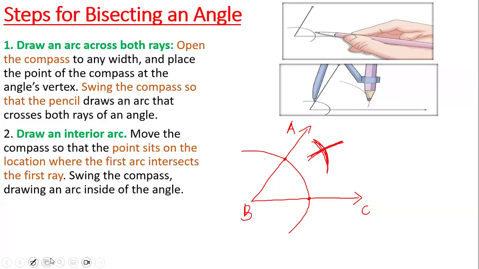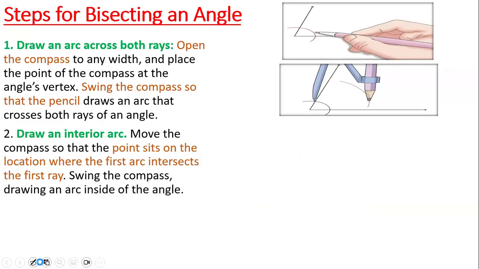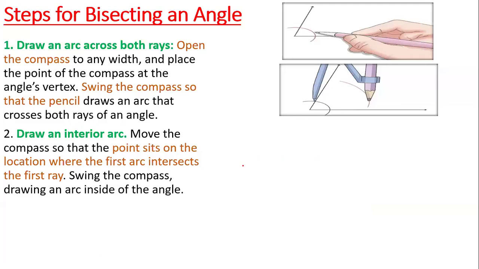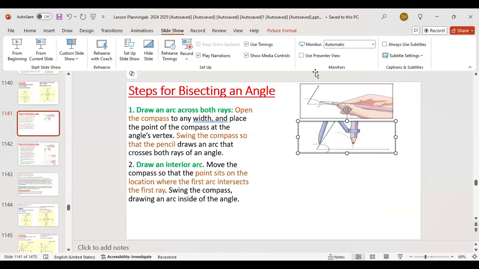Okay, so let me go ahead and erase this. All right. Okay, next. All right, so we have this one to be number 3. Draw a second interior arc. Like I said, we already drew the first one, and we're gonna draw the second one.